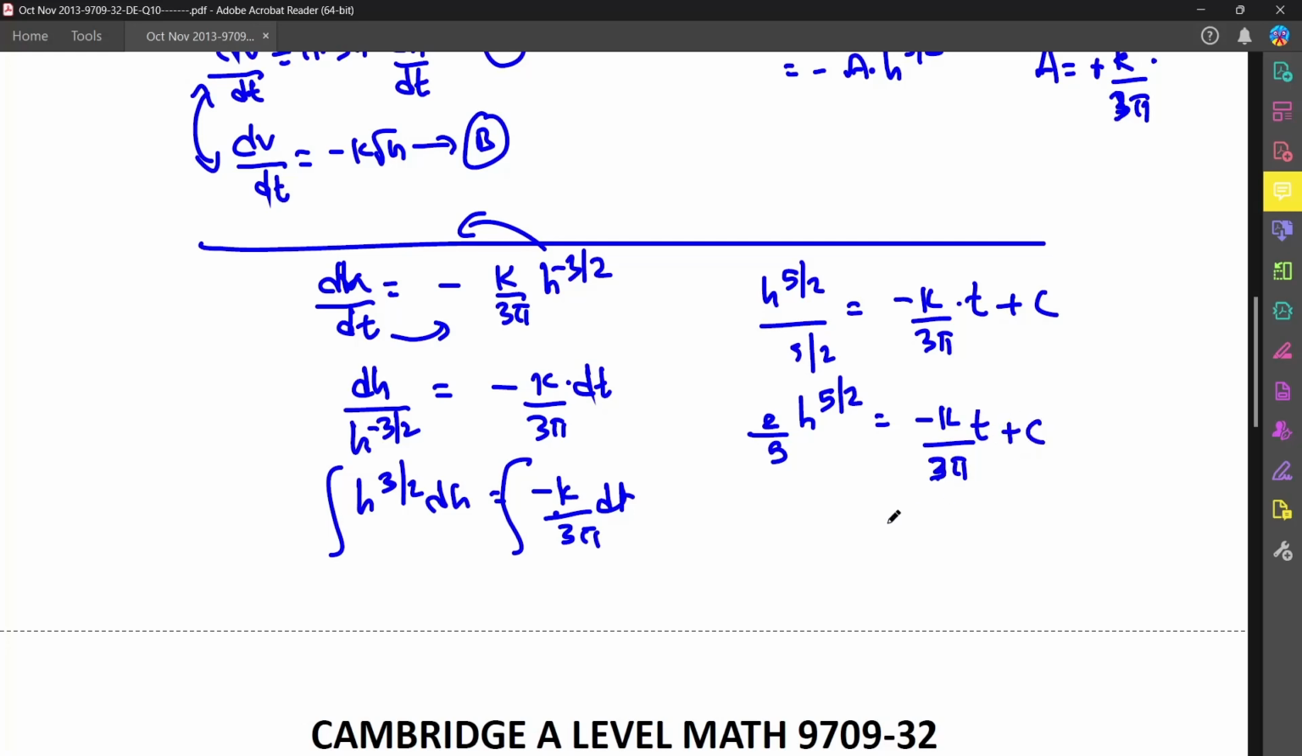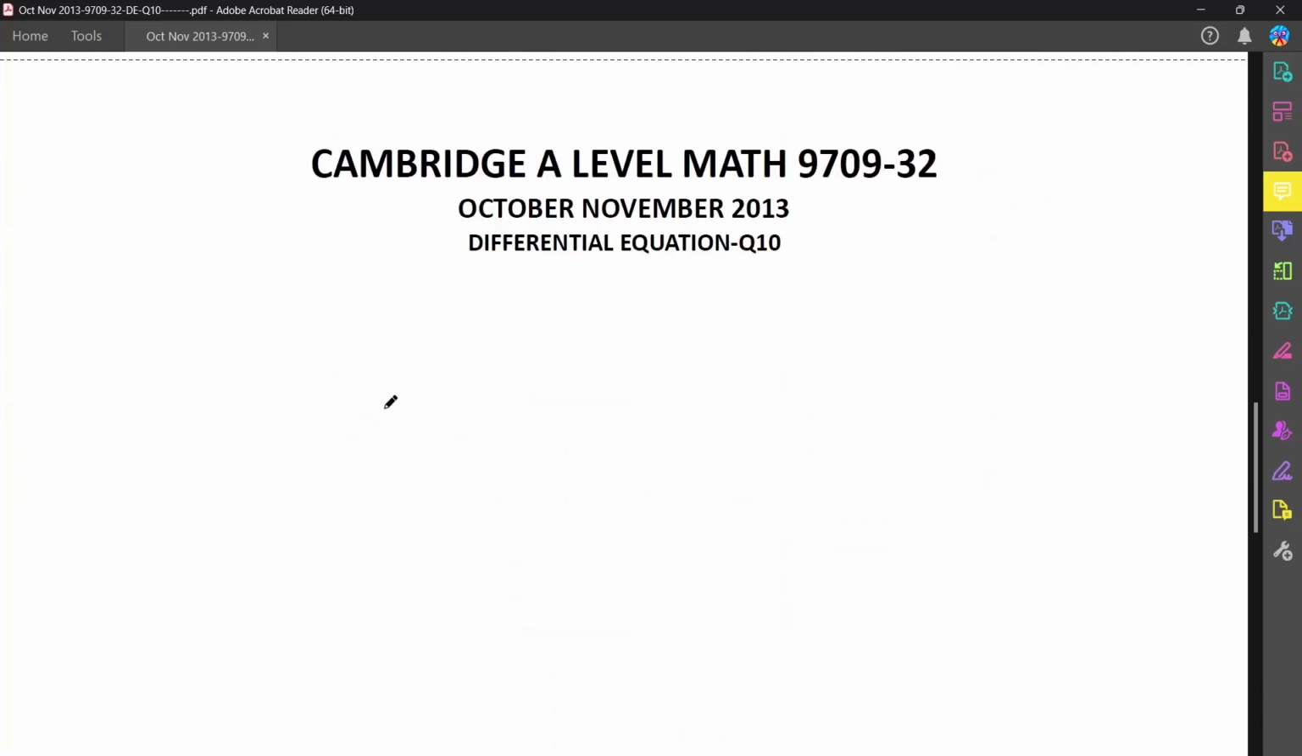Now we have the conditions when t is 0, small h is capital H. So use the condition t is 0, h equal to capital H; this term becomes 0. Therefore your c is 2/5 of capital H to the power 5 by 2. So now what we got is 2/5 of small h to the power 5 by 2 equal to minus k by 3 pi t plus c, where the c value now is 2 by 5 capital H to the power 5 by 2.